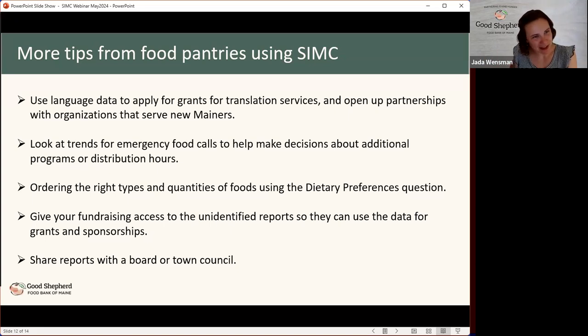Lastly, this one we covered a little bit already, but sharing reports with a board or a town council. Having this data to then be able to communicate what you're doing at the pantry, especially if the folks on the board or the town council aren't very involved in your program, they may not know what you're doing, how many people you're serving, what those ages are, what languages are spoken in that community. All of that information can be helpful and can be put into a report.